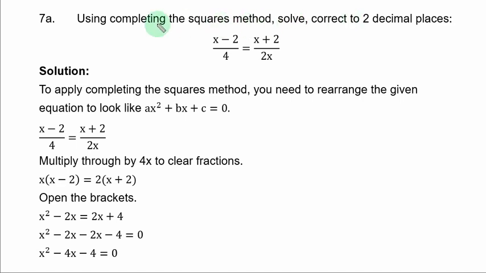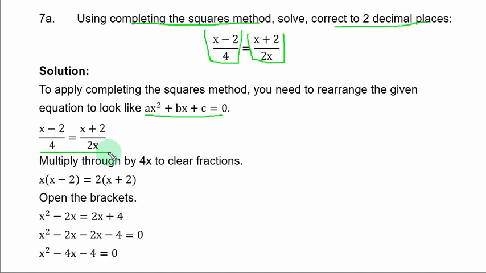Question 7a. Using the completing the squares method, solve, correct to 2 decimal places, (s - 2)/4 = (s + 2)/2s. What this means is that if this equation is simplified by clearing fractions, the result is going to be a quadratic equation of this form. So this is the given equation.